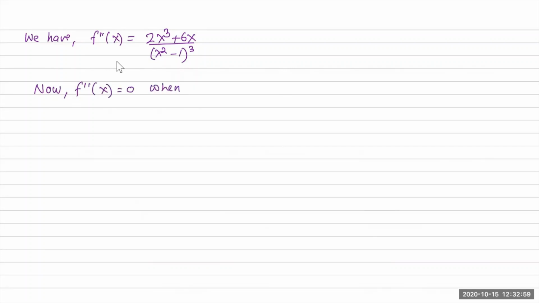Second derivative is 0 when, see, the second derivative is in the form of a fraction. A fraction is 0 when the numerator is 0. That is when 2x cubed plus 6x is equal to 0. If we try to solve this equation, 2x is a common factor. You get x squared plus 3 equal to 0. So 2x equal to 0 or x squared plus 3 equal to 0.